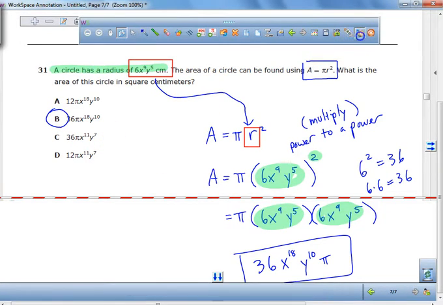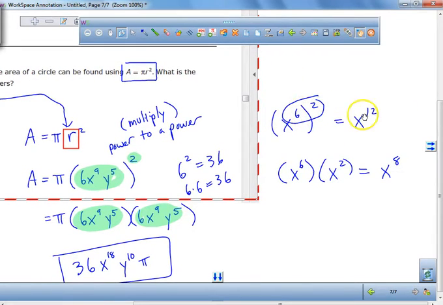So what do you need to know the difference between? When do you multiply and when do you add? This is called the power property. This is called the product property. Okay?